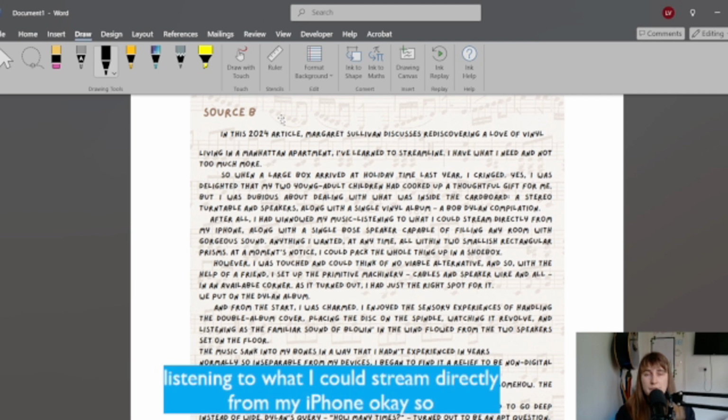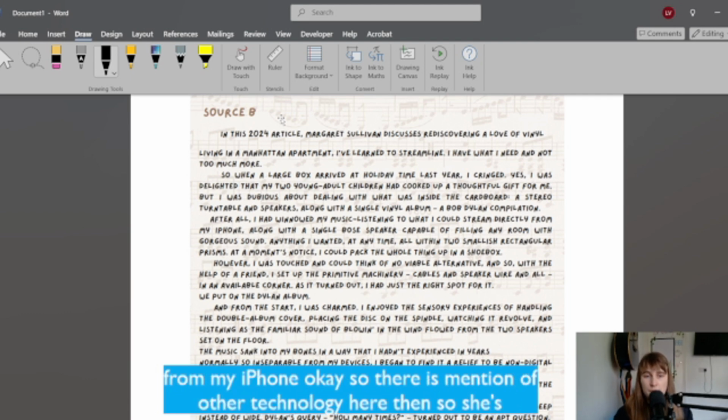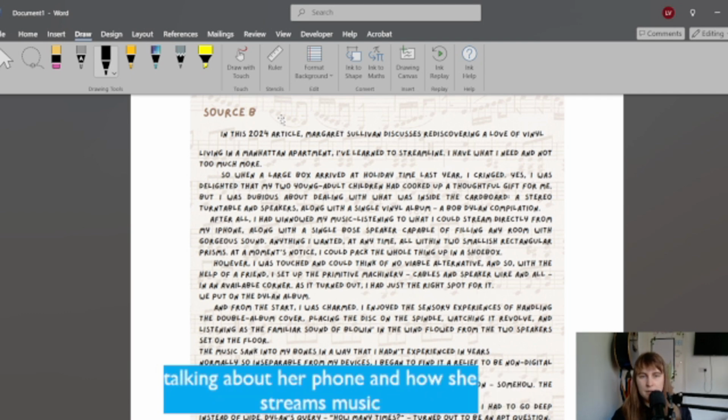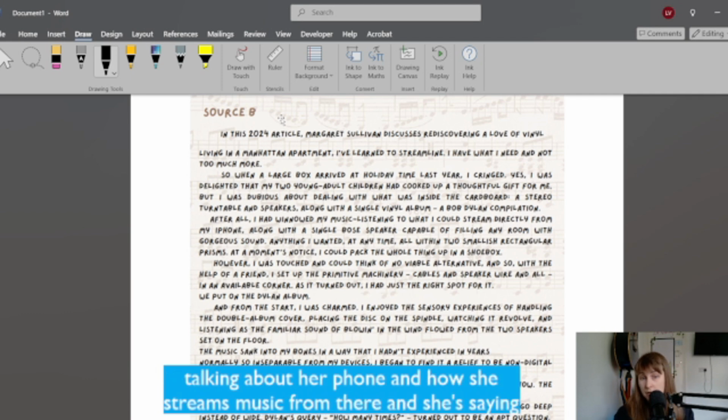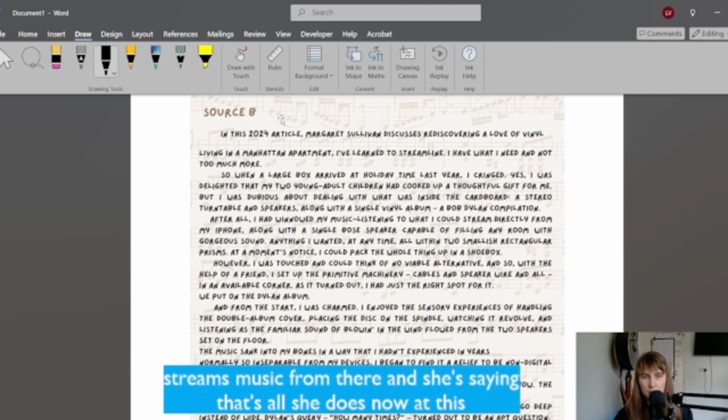Okay, so there is mention of other technology here then. So she's talking about her phone and how she streams music from there. And she's saying that that's all she does now at this point within the text.